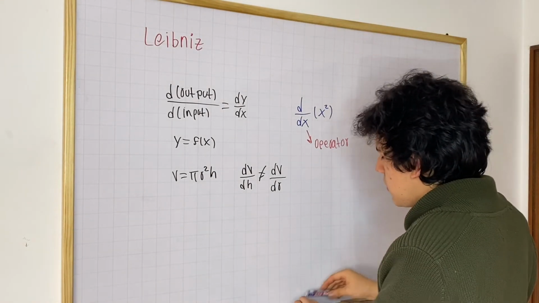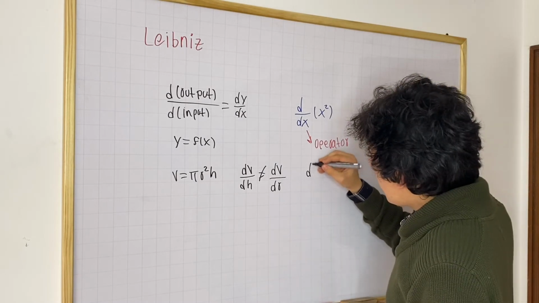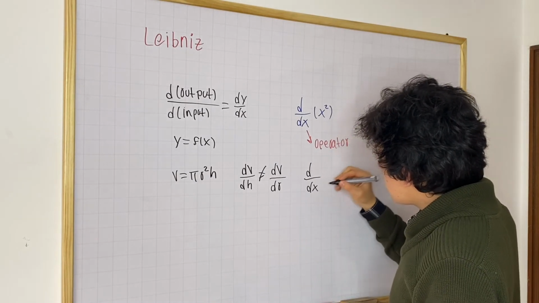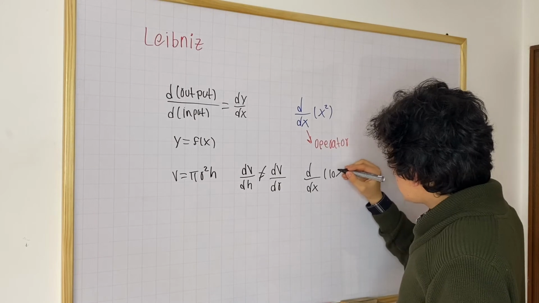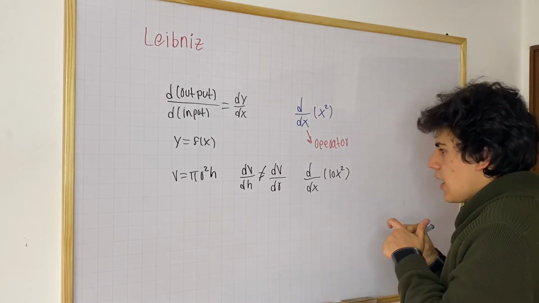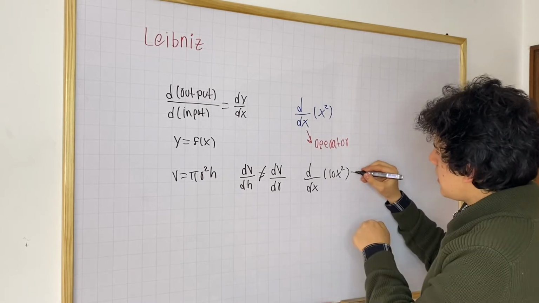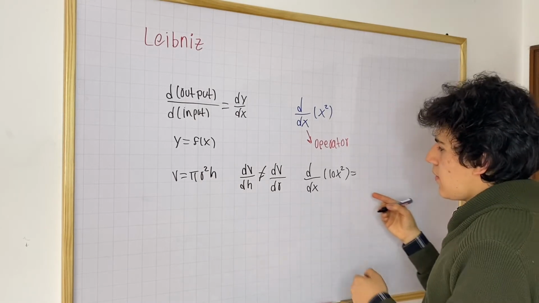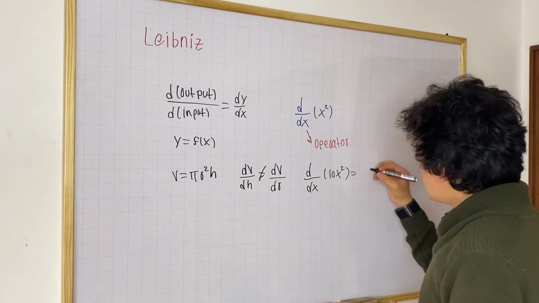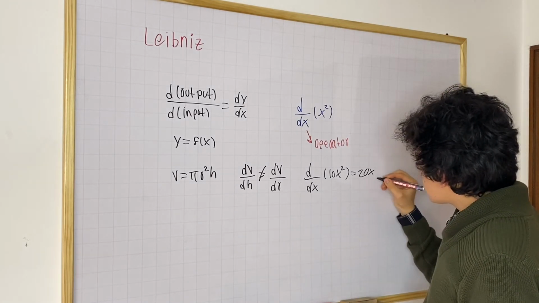So for example, if we say take the derivative, or find the derivative, of 10x squared. This is an operator that is telling us to do something on this function. Now, what is the derivative of this? If we use the power rule, we would know that this is 20x.